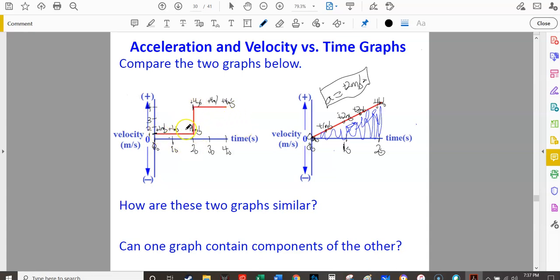So these two graphs are similar in that they're both increasing, they're both changing their speed, but this one is impossible for big objects. It really is. But this is actually more representative of how actual motion is. And we are going to be having changing velocity versus time graphs.